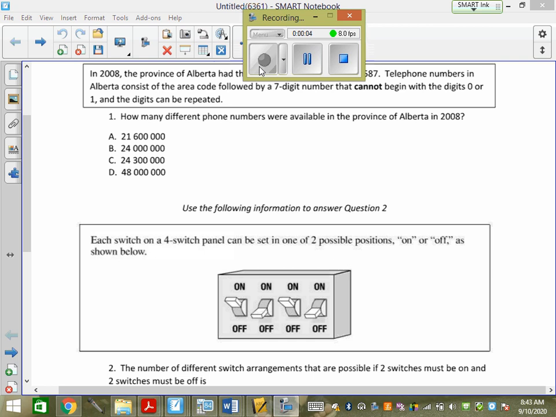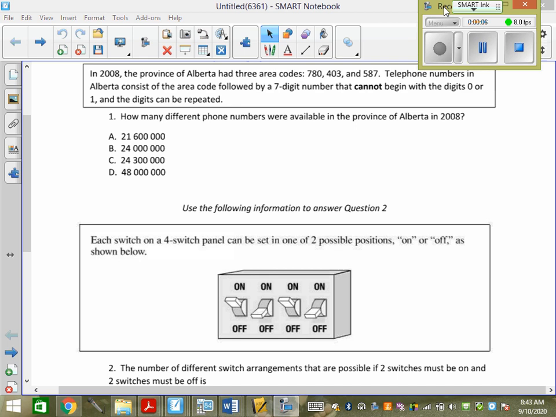So in 2008, the province of Alberta had 3 area codes: 780, 403, and 587. Telephone numbers in Alberta consist of the area code, followed by a 7-digit number that cannot begin with the digits 0 or 1, and the digits can be repeated. How many different phone numbers are available in the province of Alberta in 2008?